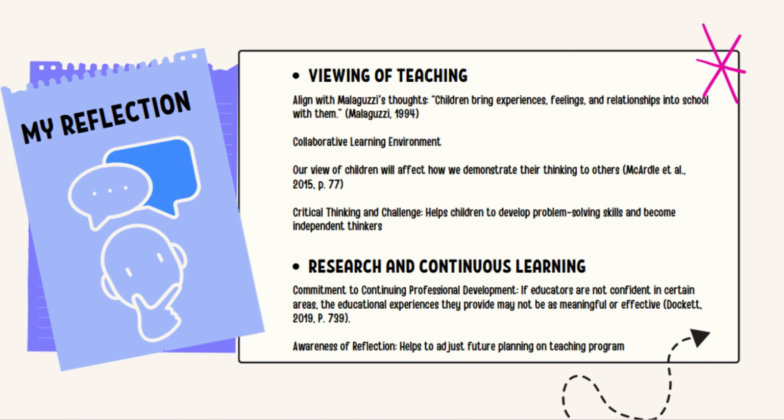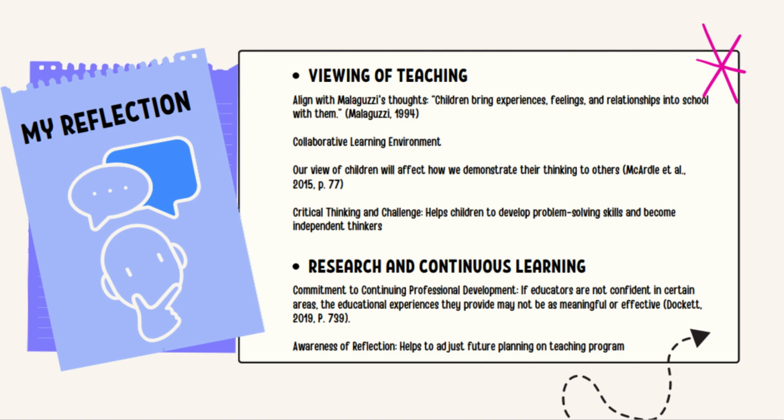In addition, according to Mercado et al., our view of children will affect how we demonstrate their thinking to others. If we view children as passive learners, we may be more likely to demonstrate the knowledge we teach them. But if we see them as active learners and thinkers, we can focus more on demonstrating their own thinking and knowledge. This means that we need to offer them more opportunities on thinking and solving problems independently to promote critical thinking.